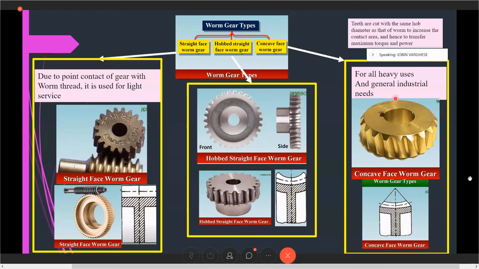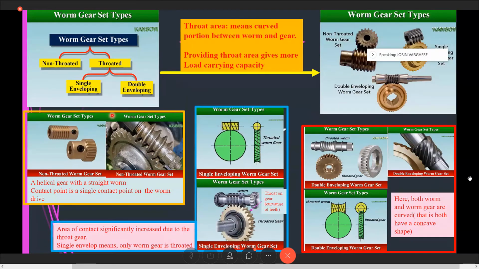And finally, we can see the concave face worm gear. Here there will be a concave on the teeth, like a small cone structure. So in total the contact area will be more in this case, and more force or torque can be transferred. And this is explained well here one more time in a detailed explanation.